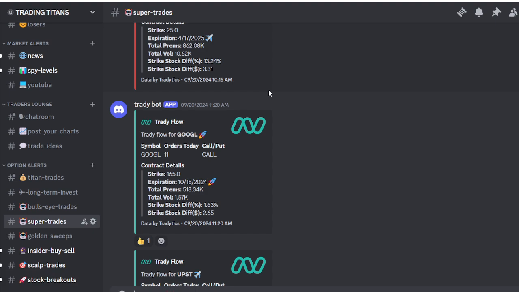So when Google breaks 163, it's time to do 165 calls. Whales don't care about all that. They trade off algorithm and emotion and news. They don't care about all the extra support and resistance type things. So I want to make that clear.